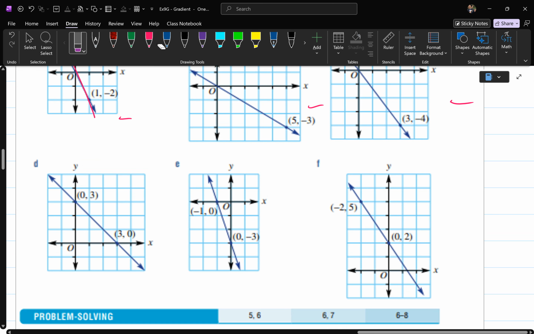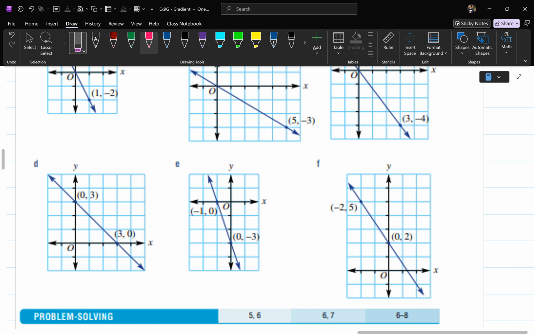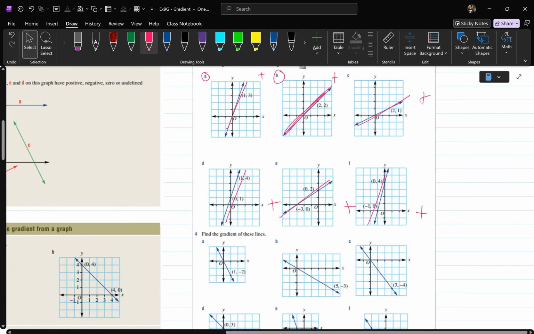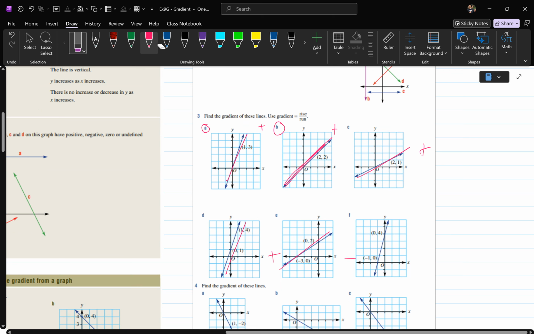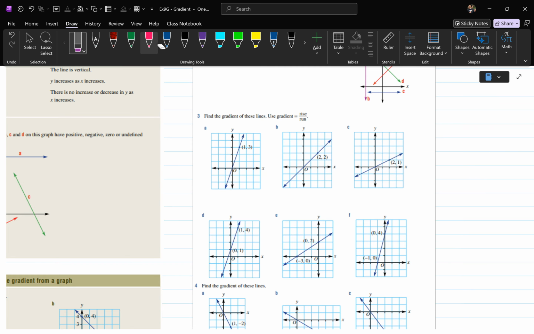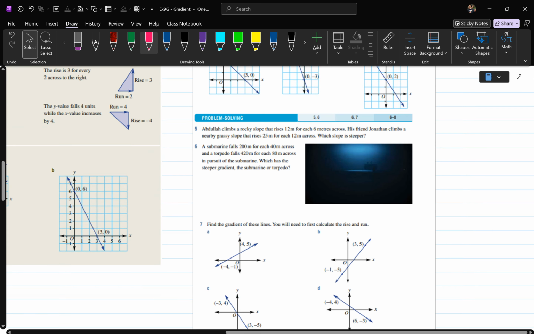Okay, so you can see the questions they've specifically chosen: the first one, question 3, was all positive, and then question 4 was all negatives. So that's the first skill, to work out the type of gradients you have.